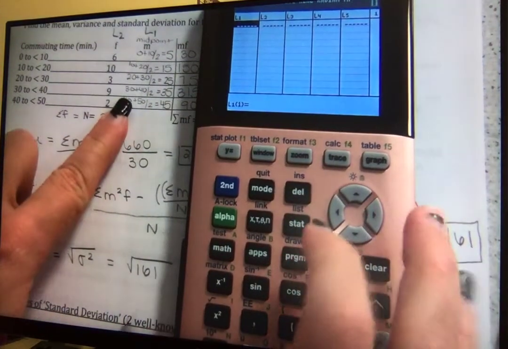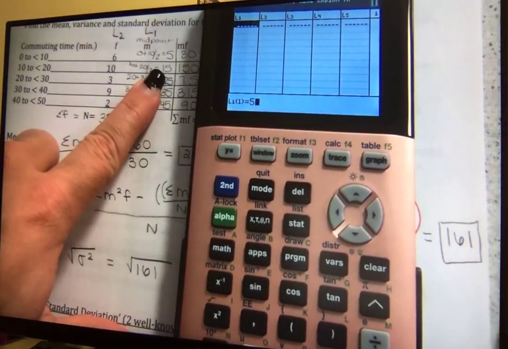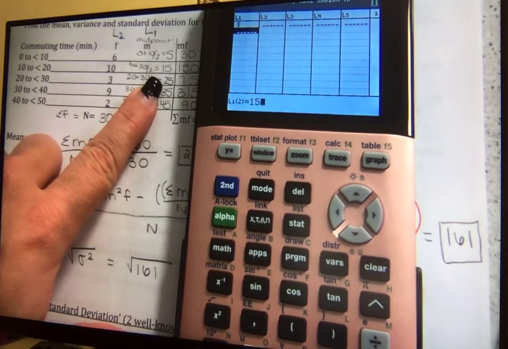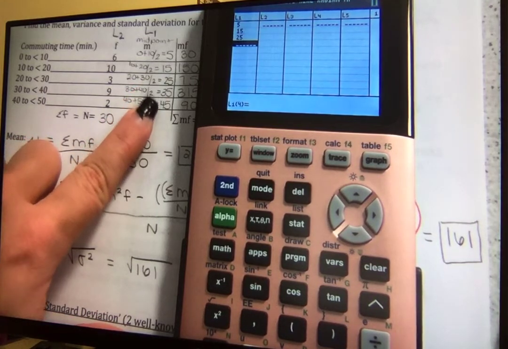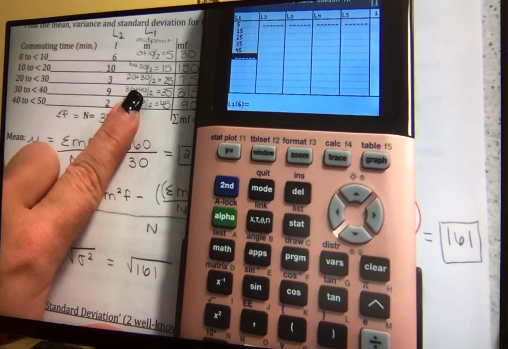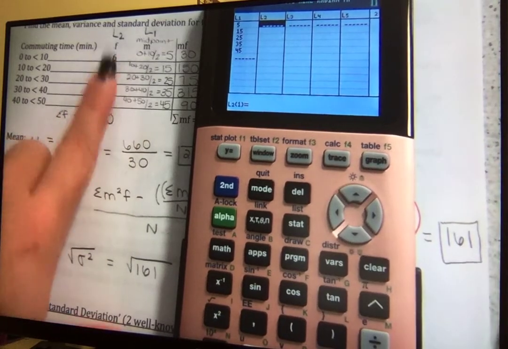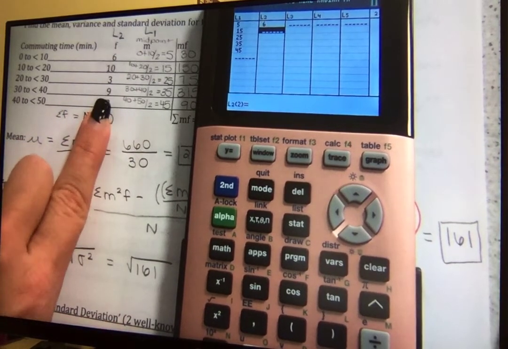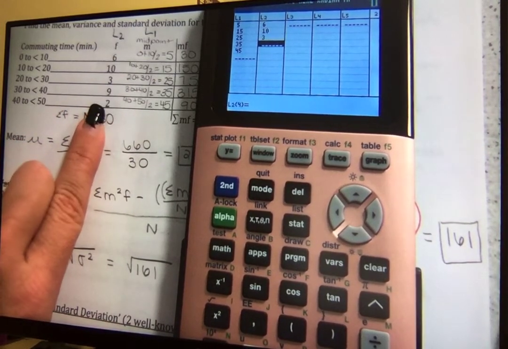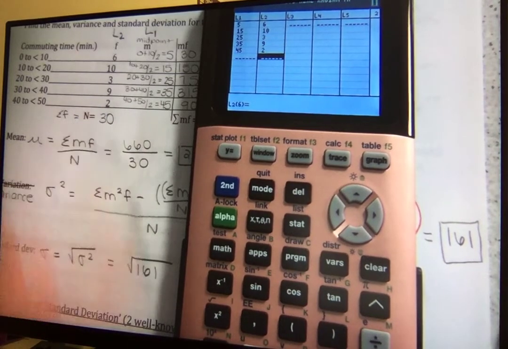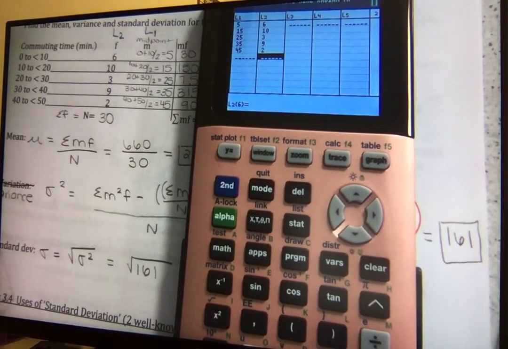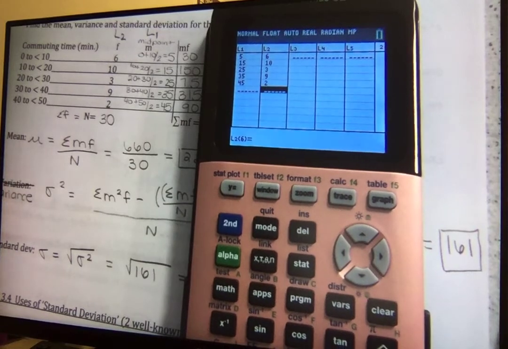So putting those numbers in, L1 is my midpoint. So 5, enter. 15, enter. 25, enter. 35, enter. 45, enter. Moving over to list 2, I'm going to put my frequencies. So 6, enter. 10, 3, 9, and 2. So I entered in my data. Questions so far? Because I know this is what we want to see.